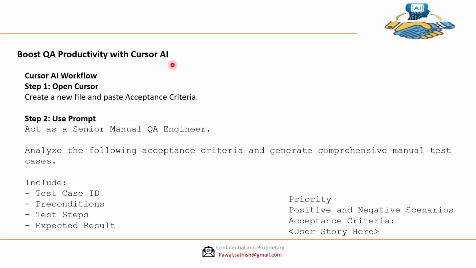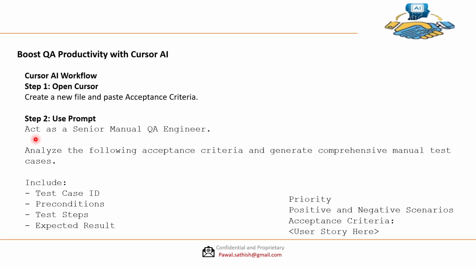For this, first we need to open Cursor. We need to create a new file, and paste the acceptance criteria which is mentioned in the user story. And we need to give the prompt very carefully. If you give the wrong prompt, then you will get the wrong output.